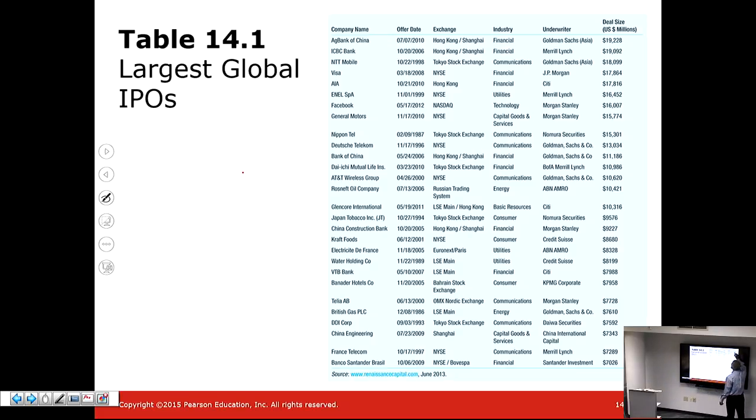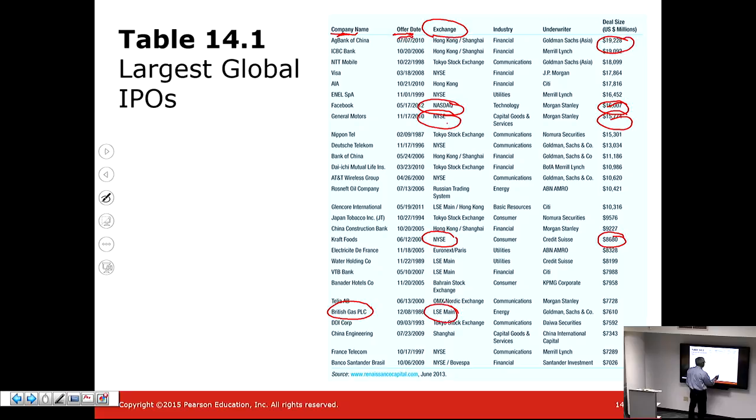Here are some of the largest global IPOs, and you can see the staggering size of some of these IPOs. $19 billion, Facebook over here, $16 billion, GM, $15 billion, Kraft Food over here, $8.6 billion, and so on and so forth. These are large deals, and you can see a couple of things. You look at the company name, when was this done, where was this firm IPO, which stock exchange was it selling? For example, Kraft Food at NYSE. These are American companies. General Motors, Facebook will be NYSE. But notice, Facebook is on NASDAQ, not NYSE. And then when you look at international companies, for example, British Gas PLC, they're IPO'd at the London Stock Exchange, and so on and so forth.